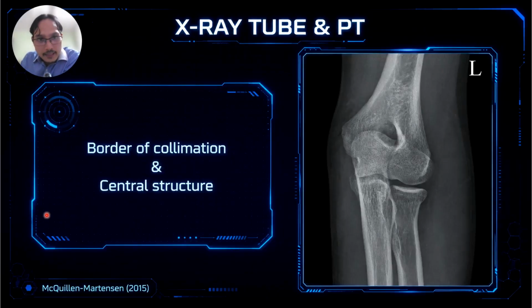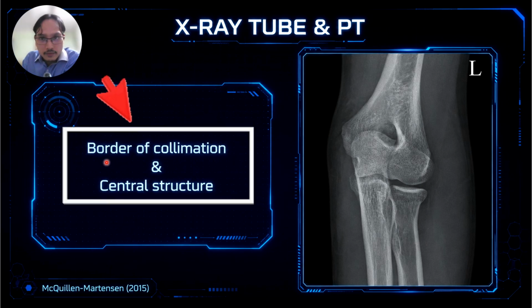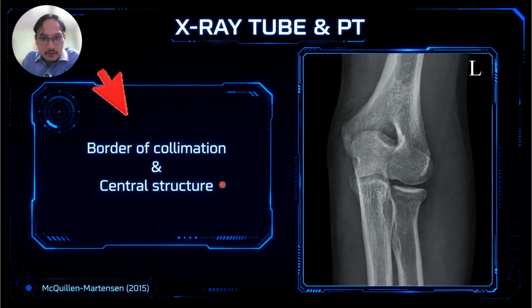The first alignment assessment involves evaluating the relationship between the X-ray tube and patient. For this alignment, we are assessing the border of collimation to the central structure. The alignment between X-ray tube and patient cannot be determined because there is no evidence of collimation on all 4 borders of the film.